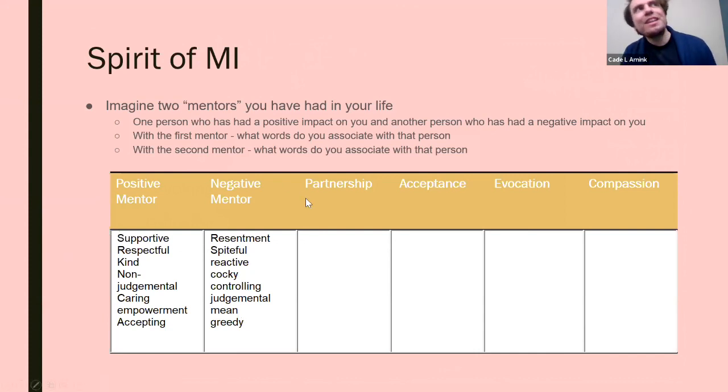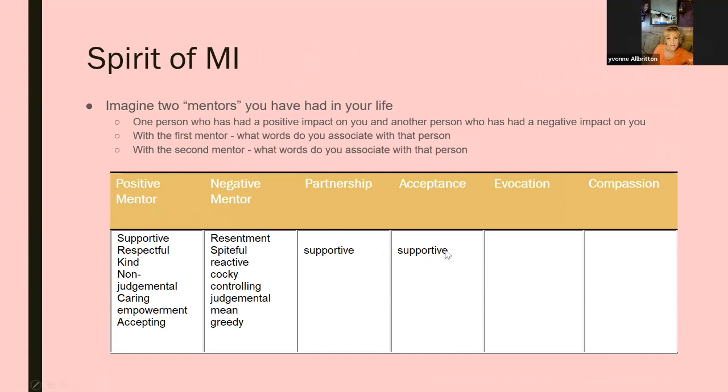Acceptance. This is a little partnership. Partnership. Yeah. How about respectful? Evocation. Acceptance, evocation. Compassion.